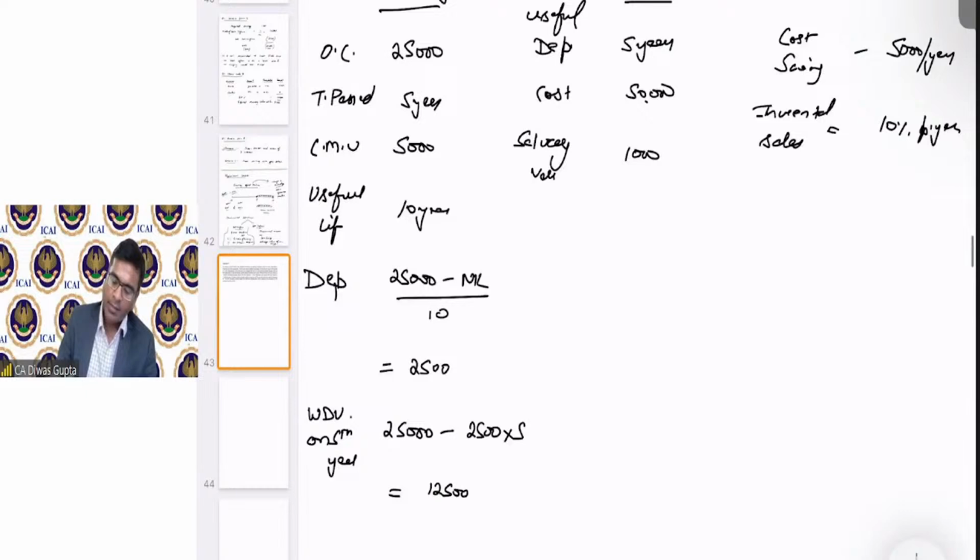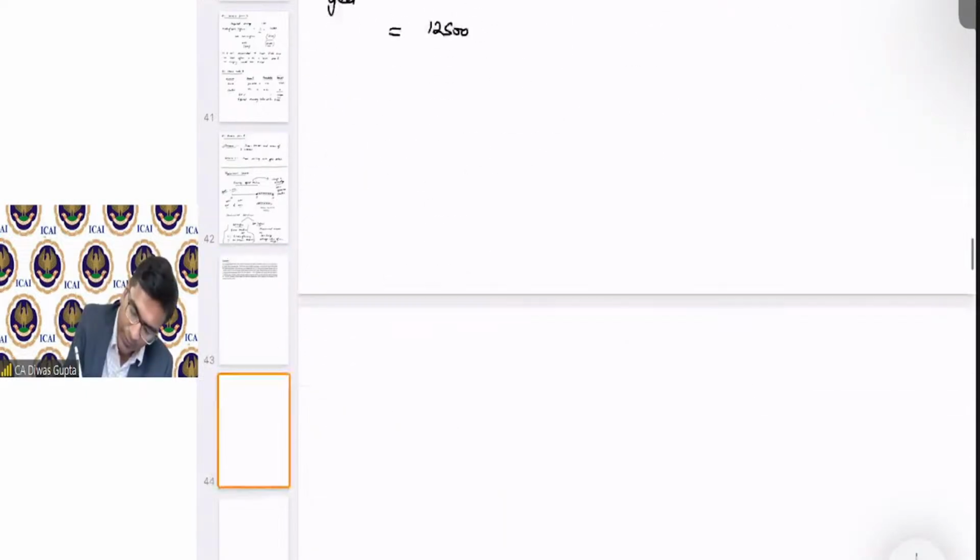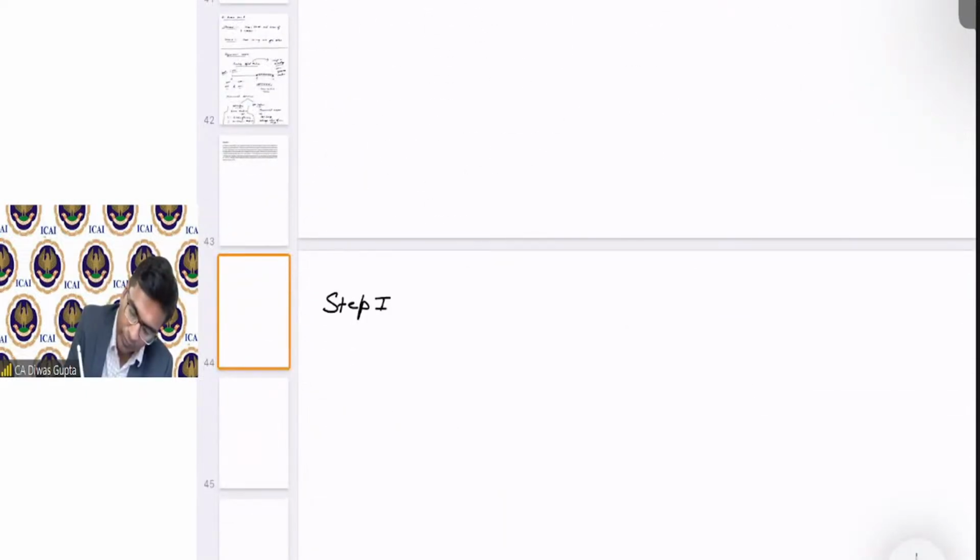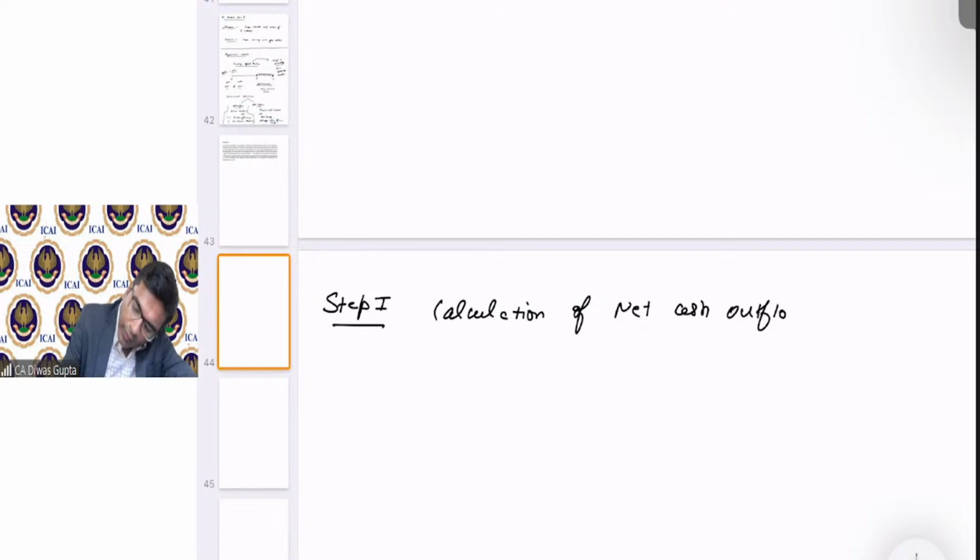So let us follow the steps. So step one. And these are simple steps that can be applied in any situation. Calculation of net cash outflow, right?